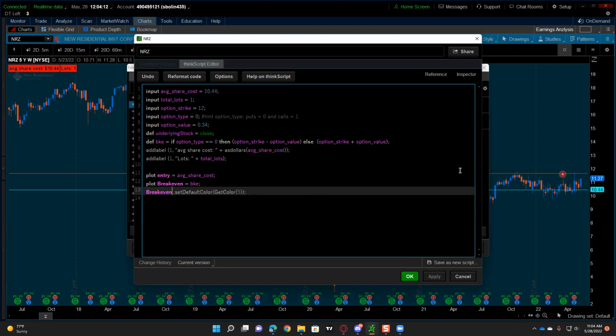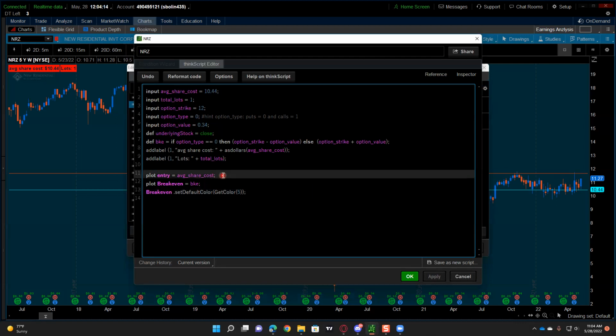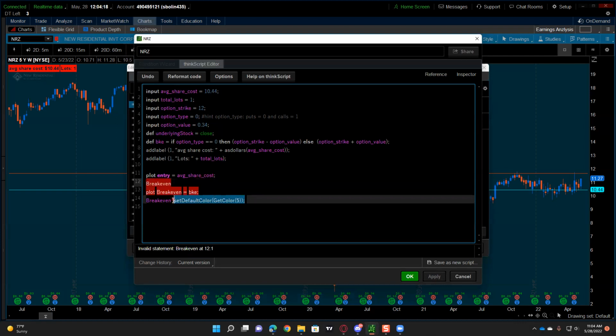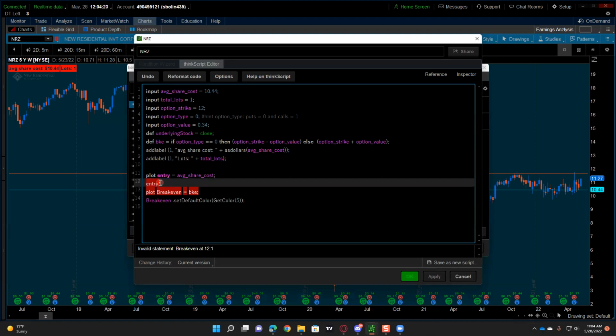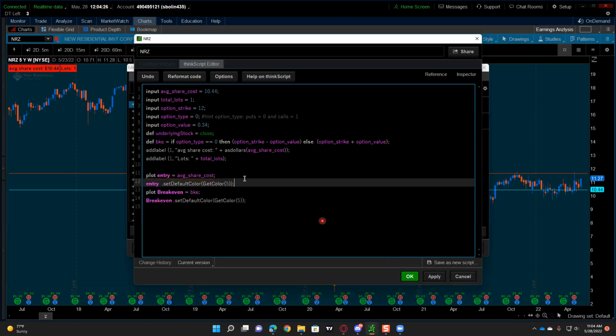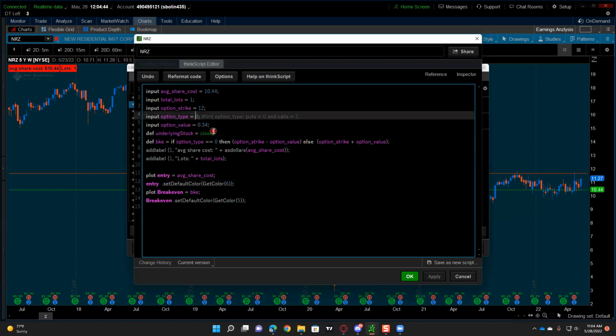Now we've got that red line, and that is break even. And of course, we can actually give the other indicator a color as well. There we go. So green is our entry, red is our break even value. We need to set the type to 1 because we do have the call and not the put. That makes our break even 1234.